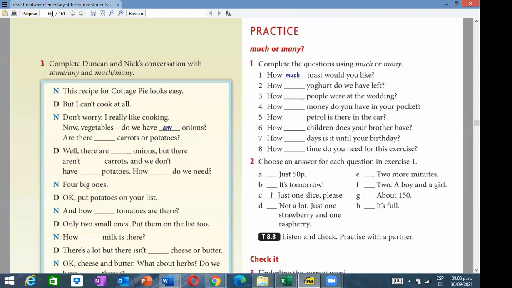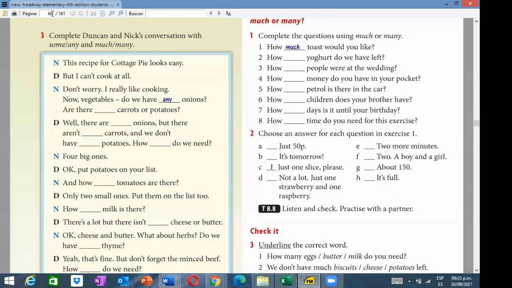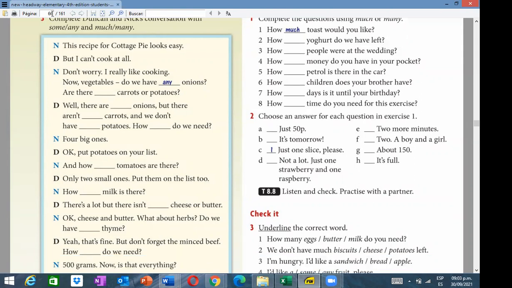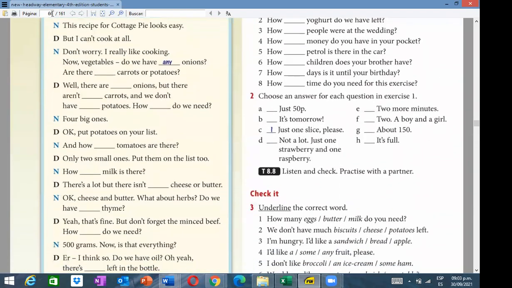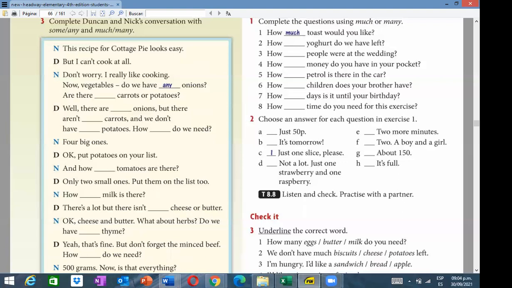Okay, here we have this exercise number 3. Complete Duncan and Nick's conversation with some, any, and much, many. Okay, you have to remember the rules. Please, students, come on, do it. You have to complete. It's a conversation. Please, come on. Read the instructions and complete. If it's a question, if it's a negative sentence, you have to choose the correct option, please.